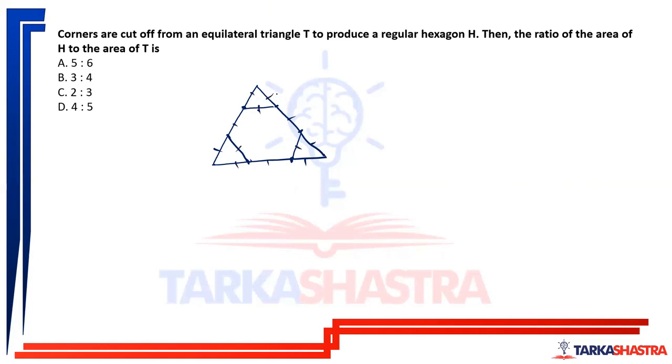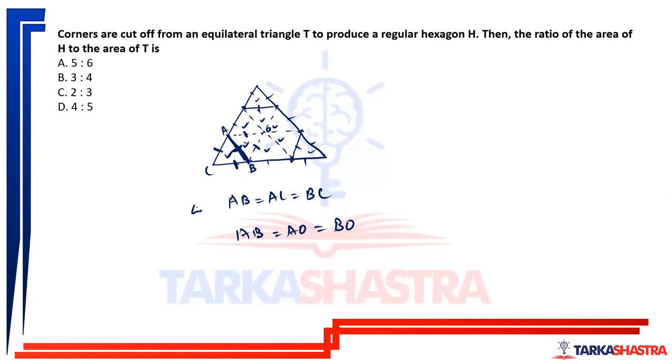What is the ratio of the area of H to that of T? Simple, say if this is a regular hexagon, it will be made of 6 equilateral triangles, 1, 2, 3, 4, 5, 6, and this bigger triangle is made of 9 equilateral triangles. Yes or no? Now, if you observe this triangle, the side of these 3 are equal. Let us say A, O, B, C. AB, AC, BC is an equilateral triangle, and AB, AO, BO is also an equilateral triangle.